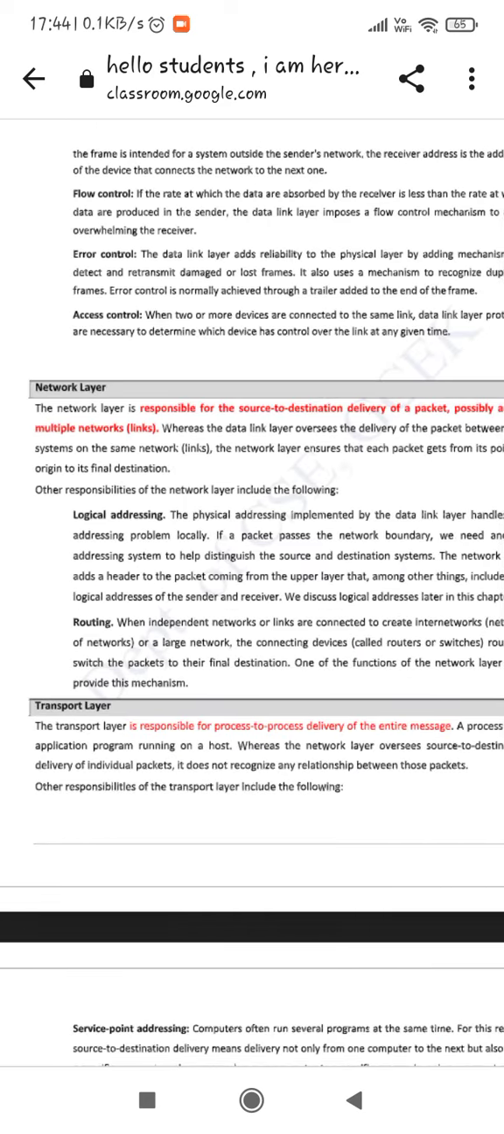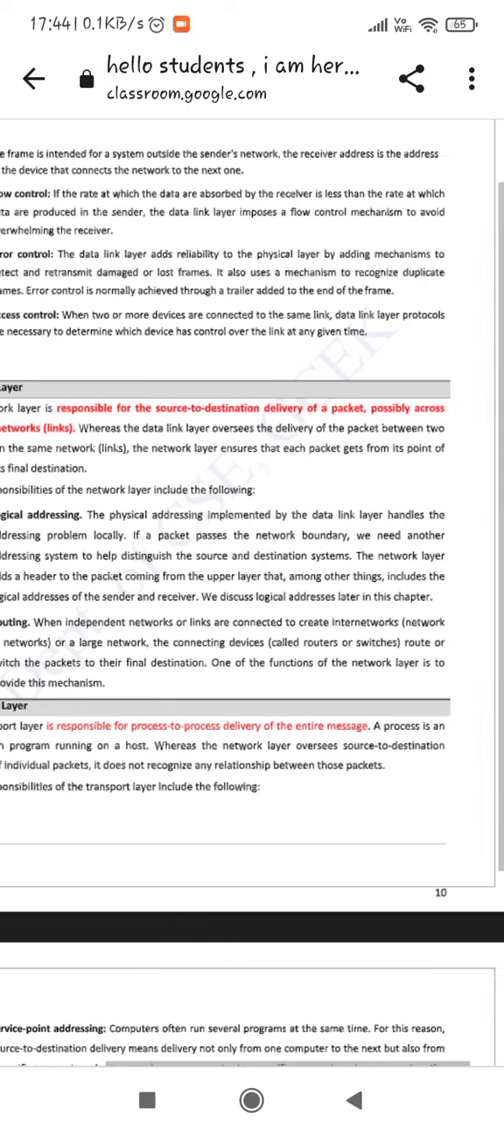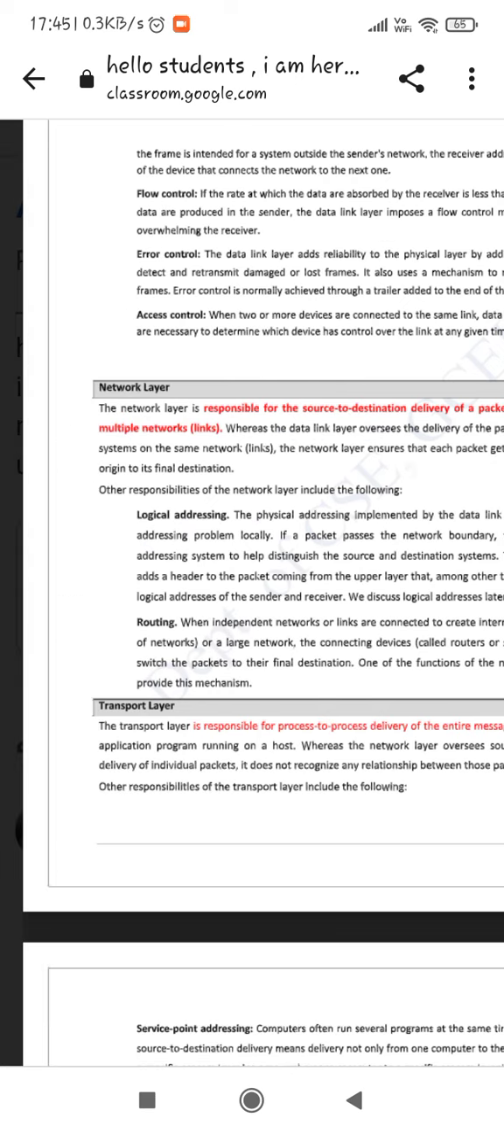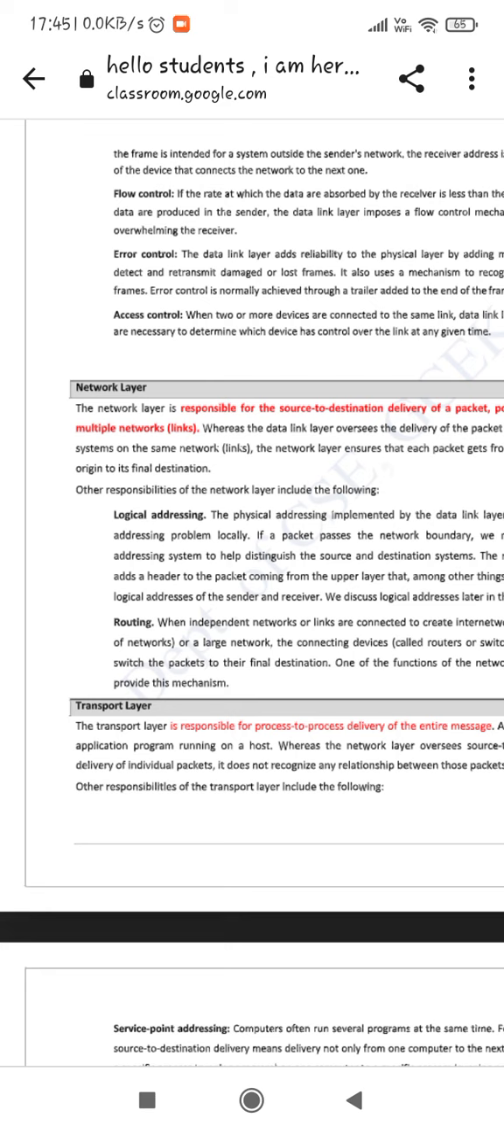Our next is network layer. The network layer is responsible for the delivery of packets from the source to the destination. ये source से destination के delivery of packets के लिए responsible होता है. Means ये source से पैकेट को उठाती है और डिलीवरी करती है destination पे, possibly across multiple network links, whereas the data link layer oversees the delivery of the packet between two systems on the same network.